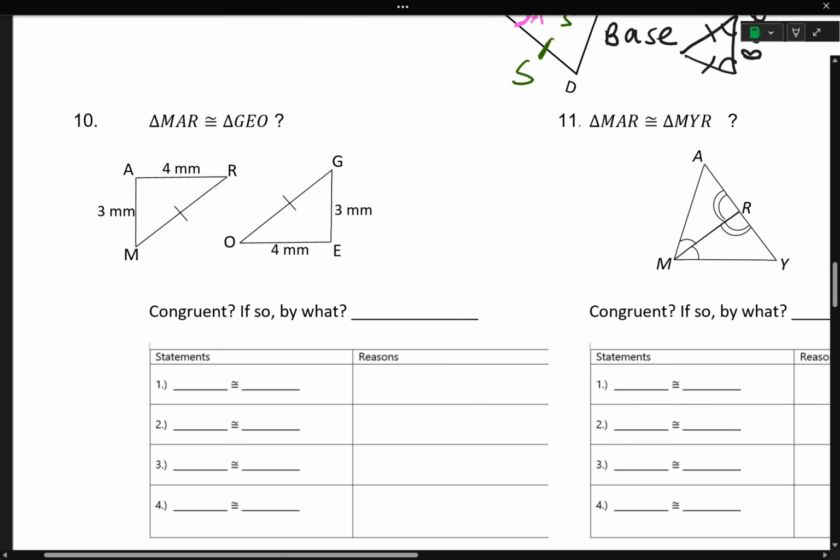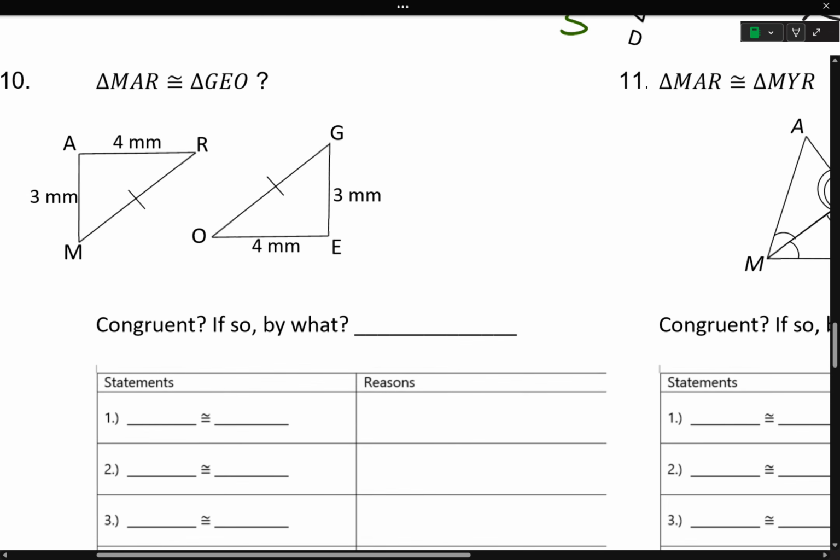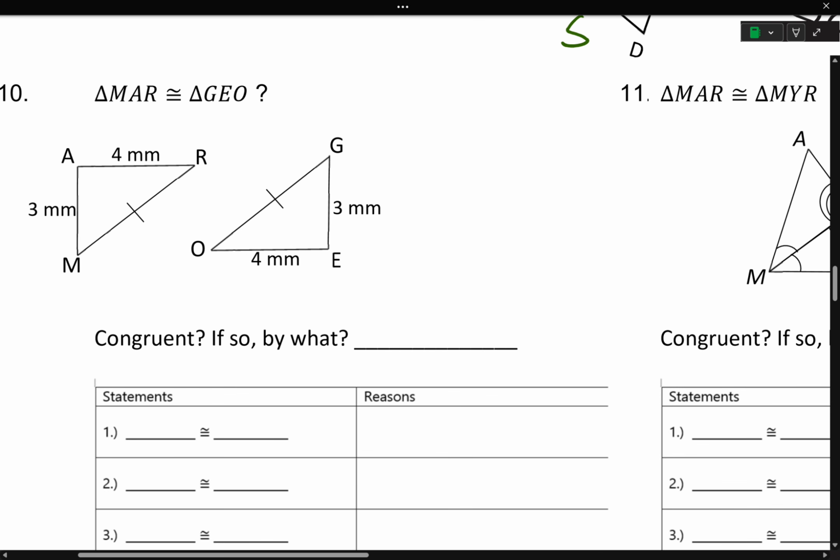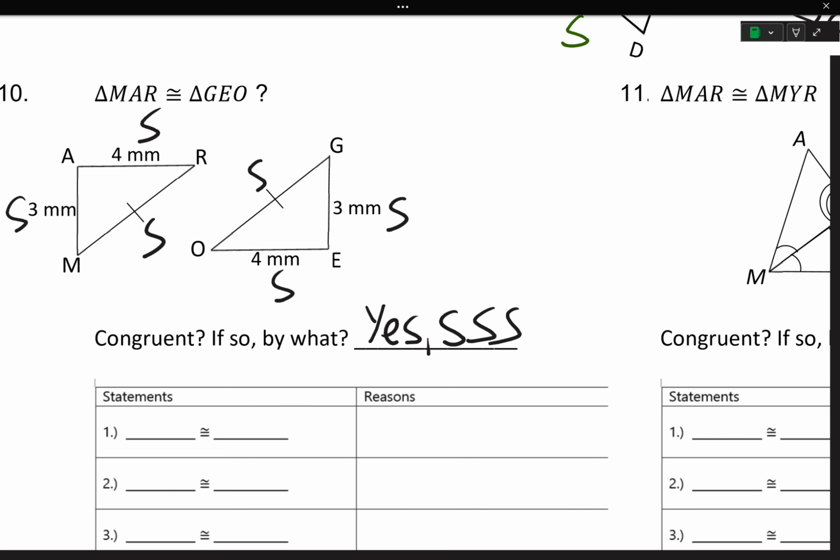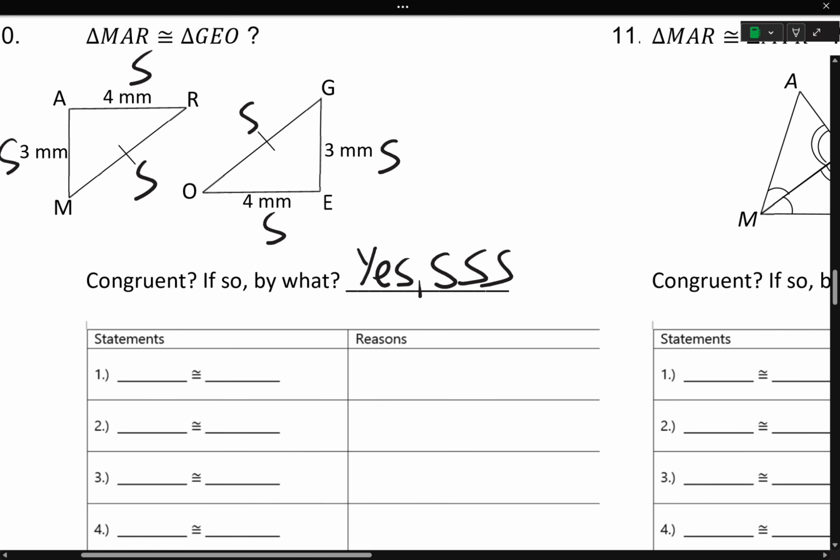What about number 10? Is MAR congruent to GEO? Well, I have a 3mm side on each triangle. I have a 4mm side on each triangle, and I have a side marked with a tick mark on each triangle. Are they congruent? Yes. They are congruent by side, side, side. Let's prove it. Alright, here we go.